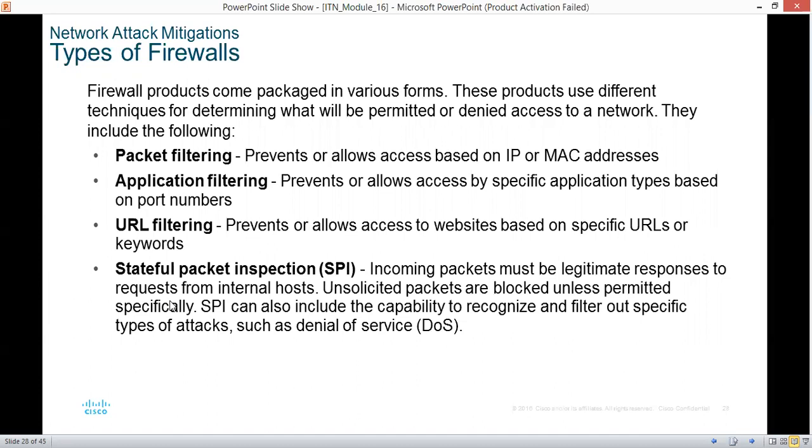So for stateful packet inspection, incoming packets must be legitimate responses to requests from an internal host. Unsolicited packets are blocked unless specifically permitted. SPI can also include the capability to recognize and filter out specific types of attacks. So what we're saying here is that there are different firewalls that can help you do different things. All you need to do is first determine which particular firewall you're looking at.